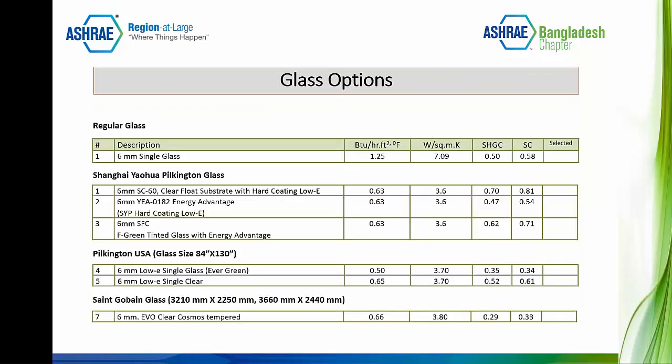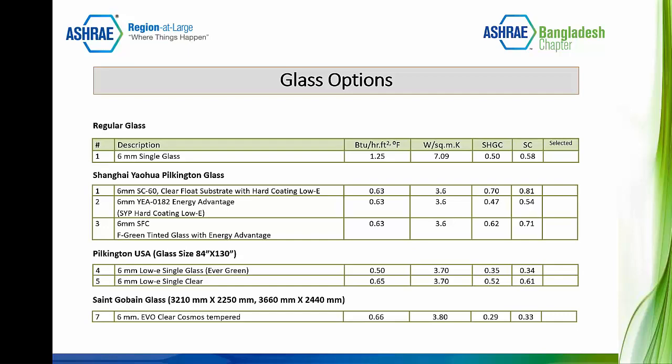Now see the glass options. Okay, the 6 mm glass U-value is there, Shanghai Pilkington Low-E glass there, Pilkington USA Low-E glass there, and Saint-Gobain's glass is there. I prefer to do a calculation before I choose the glass to see the additional cost I need for these glasses, and when it will come back from the savings of HVAC. If that savings does not come back to me in 3 to 5 years, I do not prefer Low-E glass. Think of it. Why? Because sustainability has to be cost-effective. It has to be economical. You cannot do something that is not economical. Then the company, the business does not make sense.